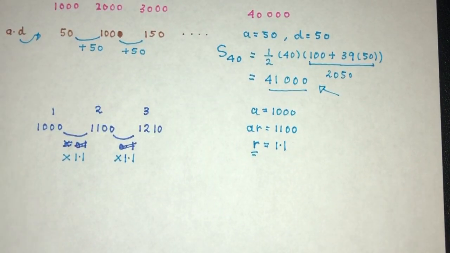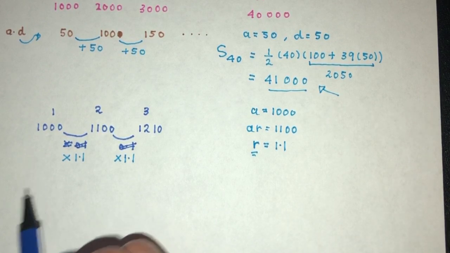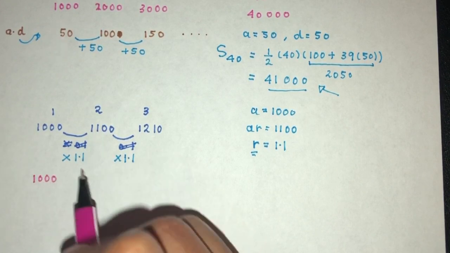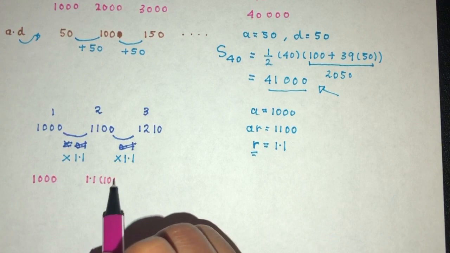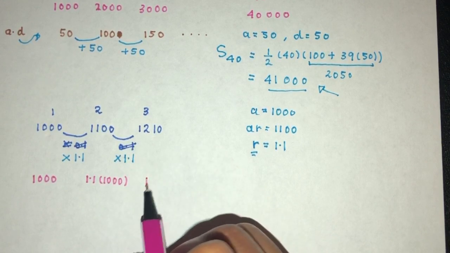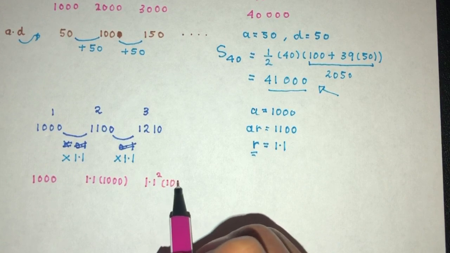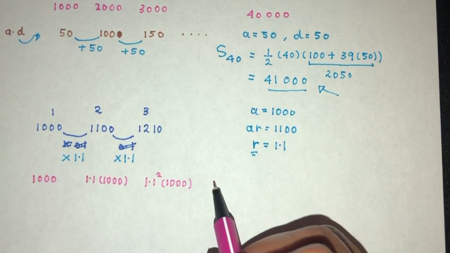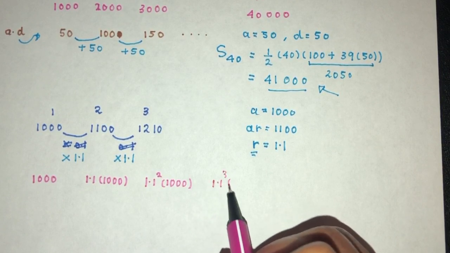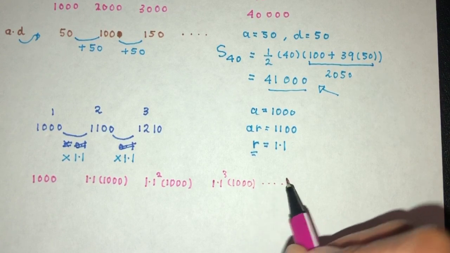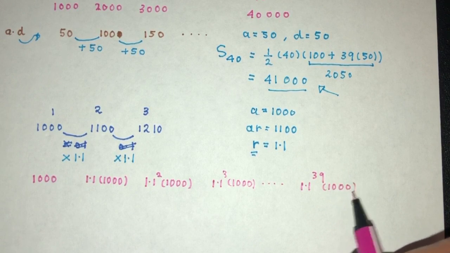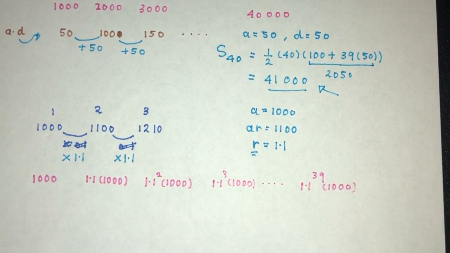Okay, great. So now if you were to write this down in a different way, we can call this: the first term is 1,000, second term is 1.1 times 1,000, third term is 1.1 squared times 1,000. Every time we are increasing by 1.1. And then the fourth term should be 1.1 cubed times 1,000, until the 40th term should be 1.1^39 times 1,000. Anyways, this is the price amount on each day, but we don't really care about this.